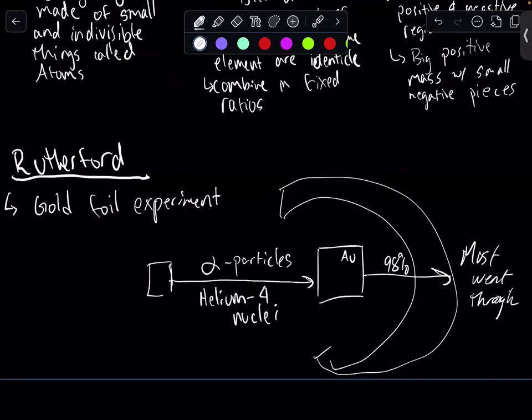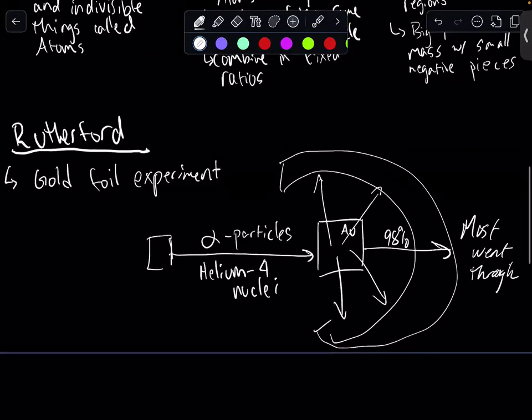Missing some U's and some H. Most went through. Now, a few particles scattered in kind of random directions. And that was confusing to him. But he made a couple conclusions. Number one, he said atoms are mostly empty space, which makes sense.